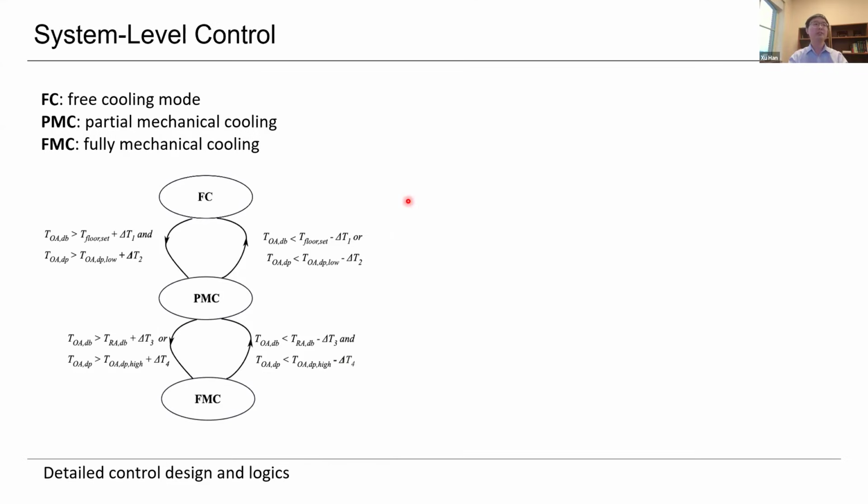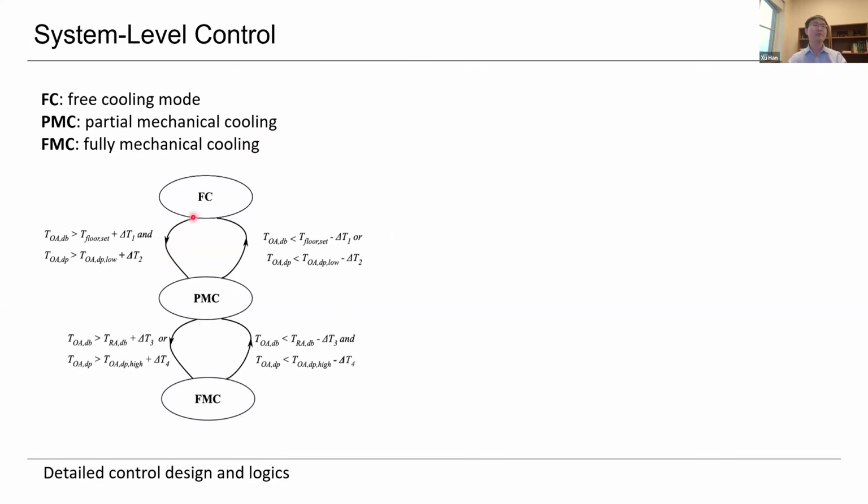And I can give you some examples of how we implement those controls at different levels. For example, this is the system level control. There are three different cooling modes. FC is free cooling mode, PMC is partial mechanical cooling mode, and FMC is fully mechanical cooling mode. We also extracted all the switching conditions.